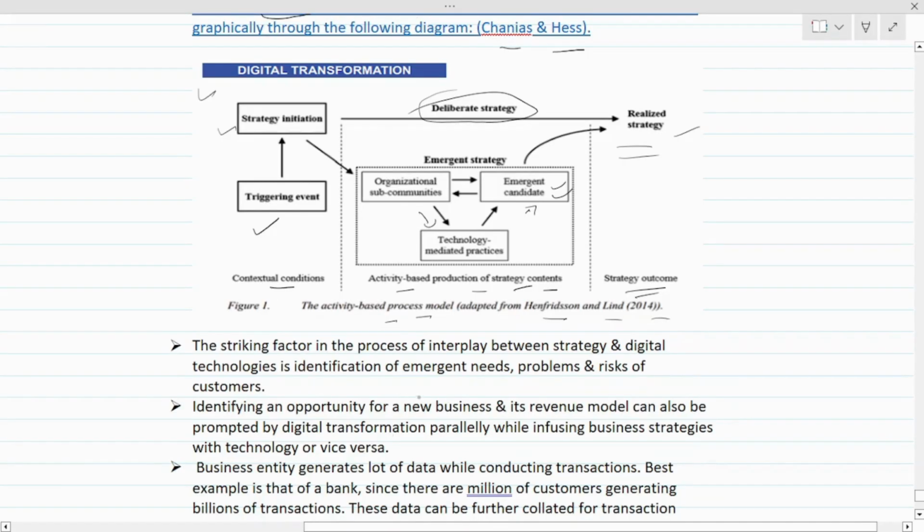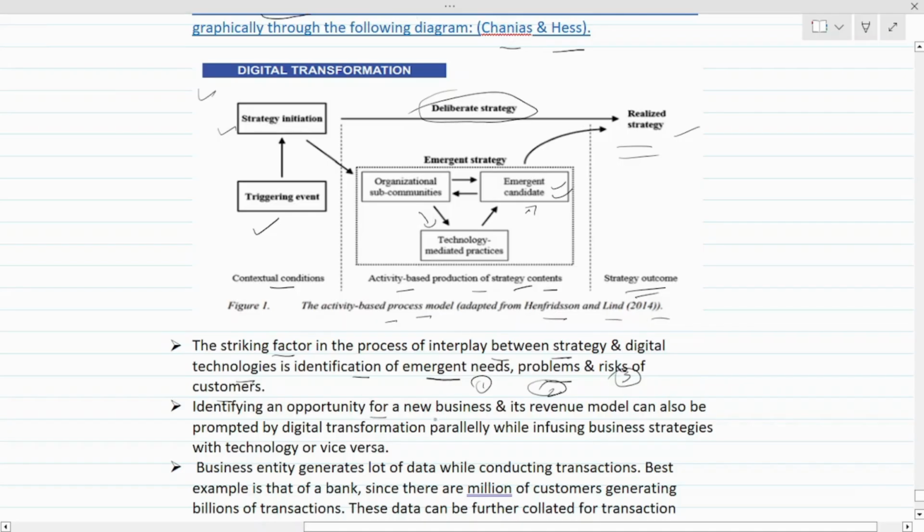The first thing that it says is the striking factor, or the most important factor in the process of interplay between strategy and digital technologies, is identification of emergent needs, problems, and risks of customers. So three things it is trying to address. First of all, it identifies the emergent needs. What's the need that is there as of now? Then what are the problems that are arising, and what are the risks that are there for the customers? So these are the first three things that you need to devise as far as this digital transformation process is concerned, or the interplay that we are talking about.